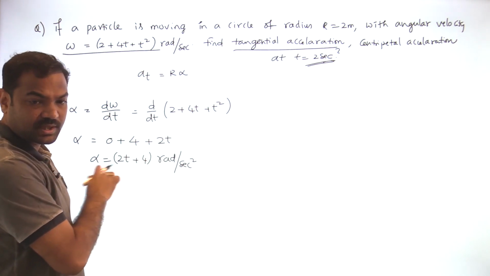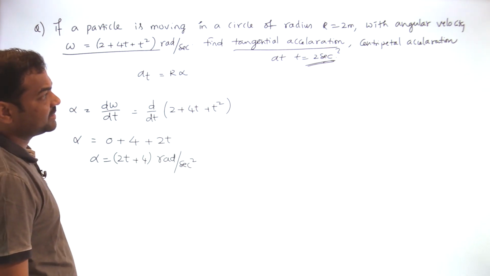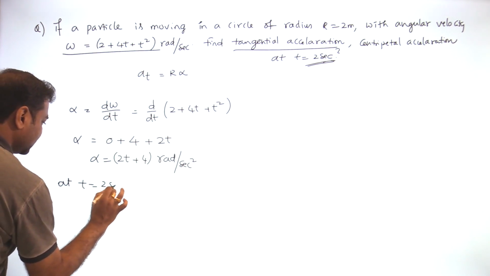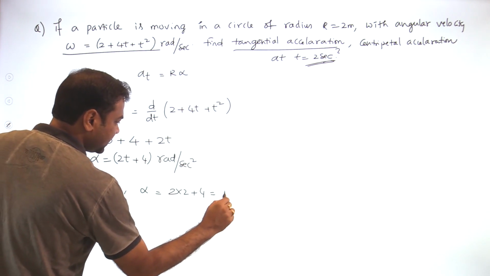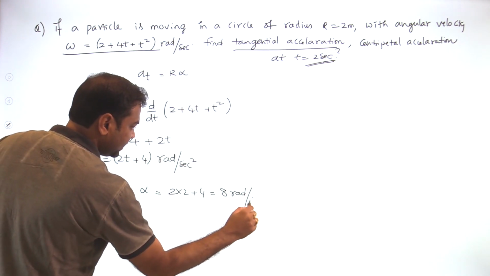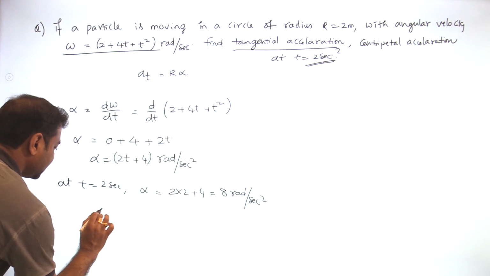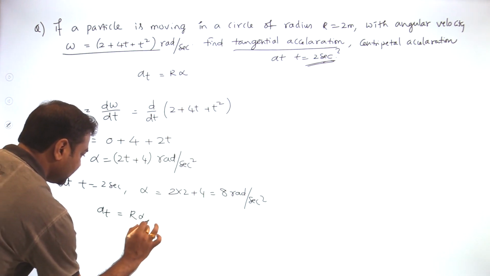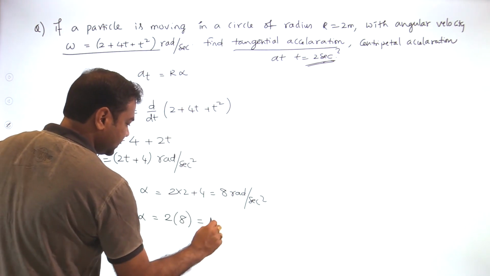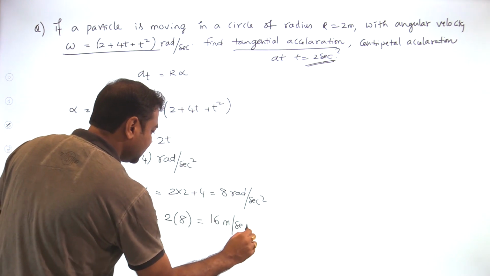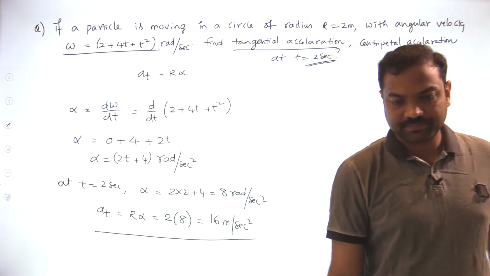Now, is alpha variable or constant? Alpha is variable; it depends on the time. But we require the tangential acceleration at time equal to 2 seconds. At t equal to 2 seconds, alpha is 2 into 2 plus 4, which gives 8 radian per second square. Then the tangential acceleration at t equal to 2 seconds is r alpha. The r value is given as 2, so 2 into 8 gives 16 meter per second square. That is the tangential acceleration.